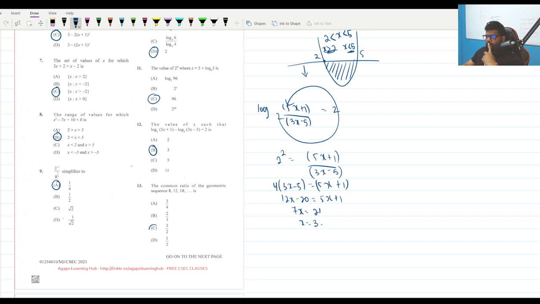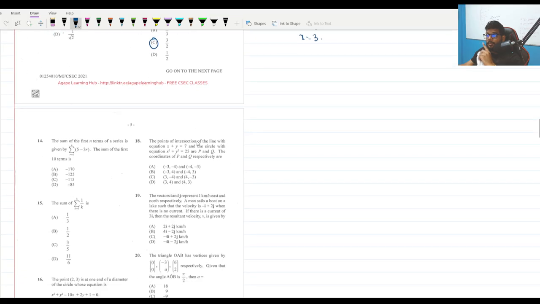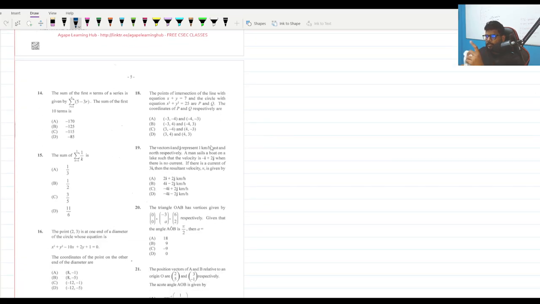Common ratio is 3 over 2. There's a repeat. You'll see how many repeats come in. Watch and see how many repeats are going to come in all the paper. The sum of the first 10 terms is, so I can calculate what the first term is. The first term is when r is 1, which is 2. And the 10th term is when r is 10.